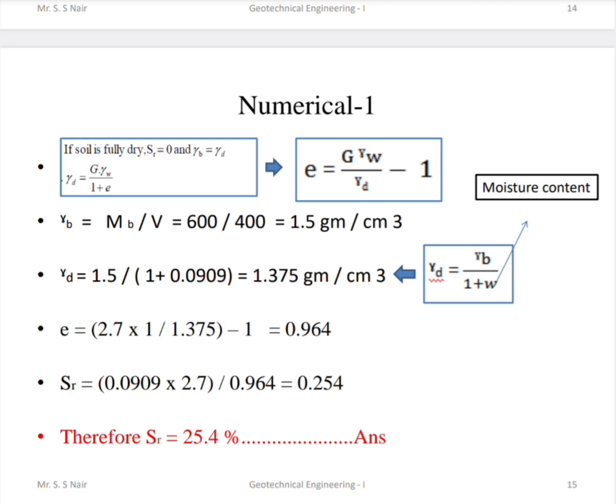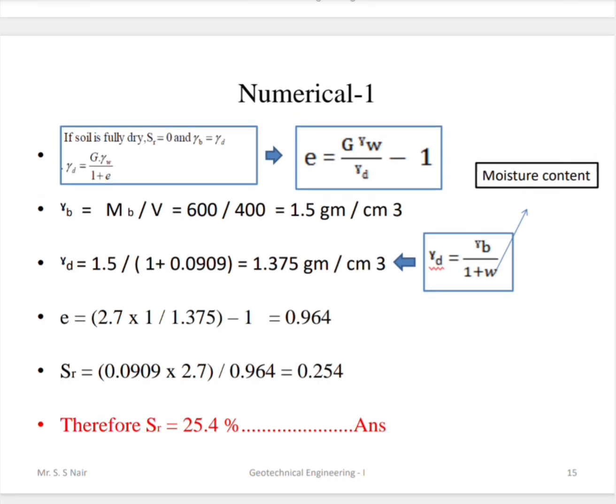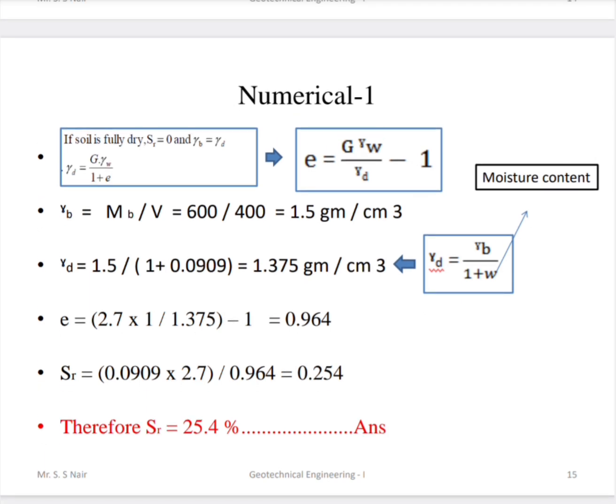So using the bulk density, we will be getting the dry density, and then putting the values of dry density, specific gravity and density of water will give you the E value. Finally, we will be getting the degree of saturation as 25% approximately.